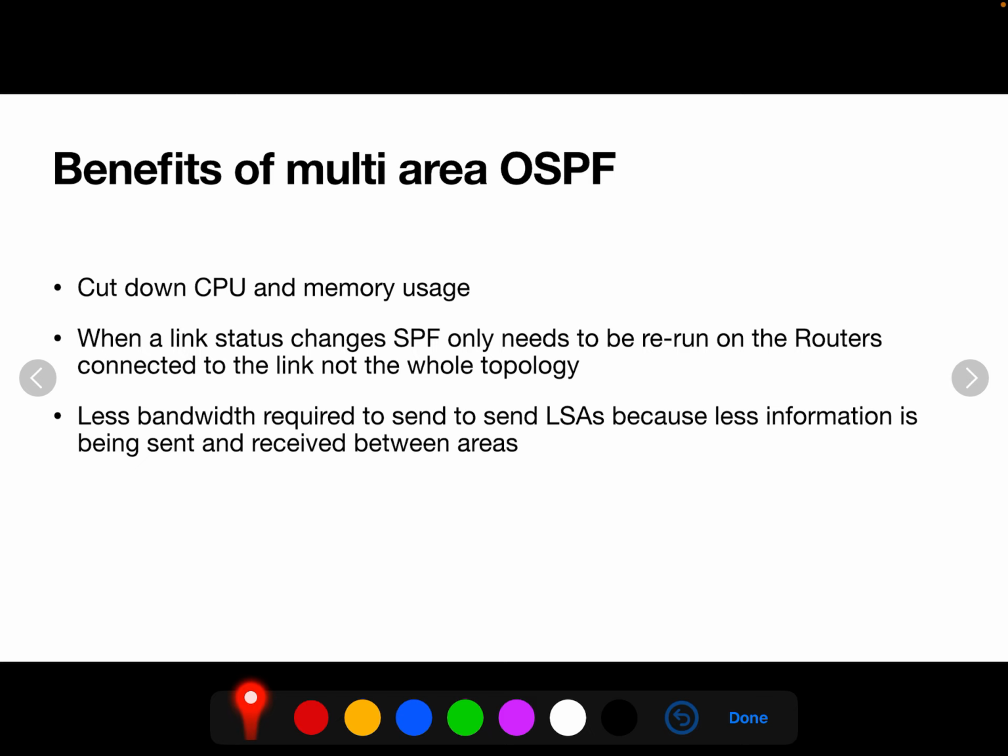Now, benefits of multi-area OSPF. Remember there's single area OSPF, and you have multi-area OSPF. Multi-area OSPF cuts down CPU and memory usage. When the link status changes, SPF only needs to run on the routers connected to the link, not the whole topology, and less bandwidth is required to send LSAs because less information is being sent and received between areas.